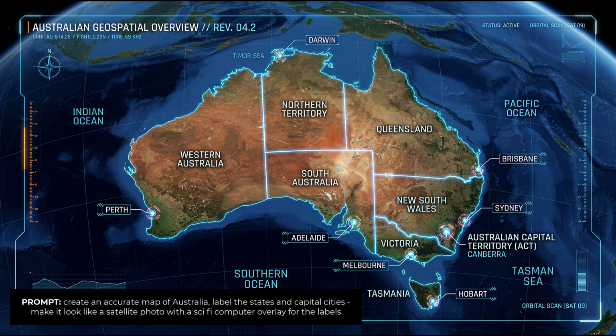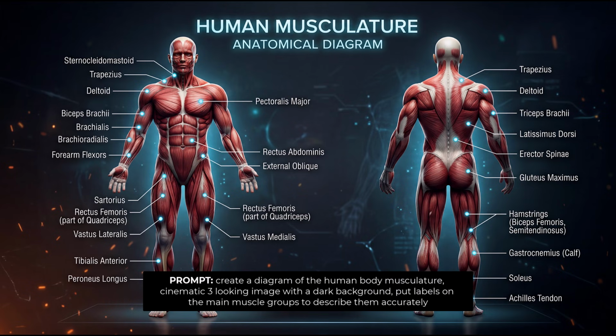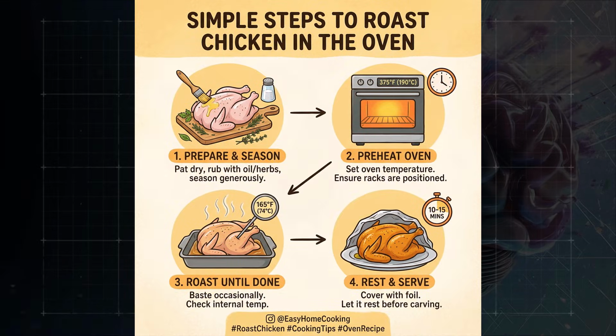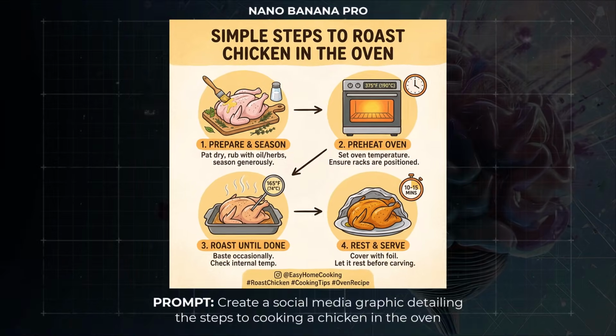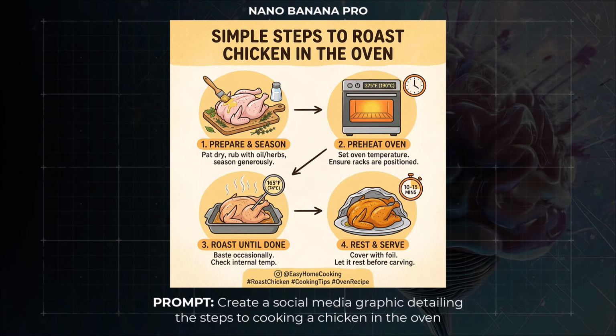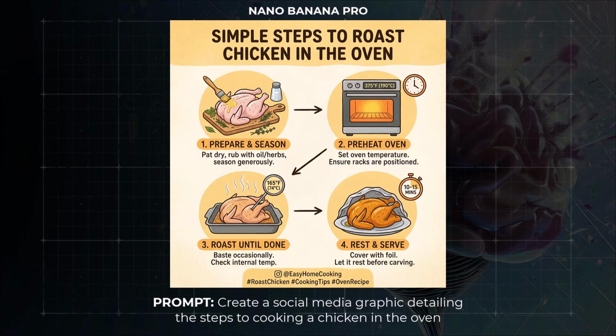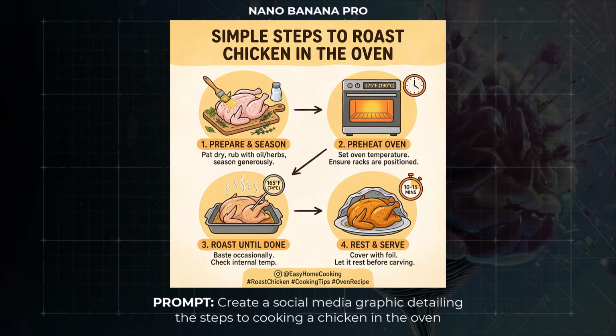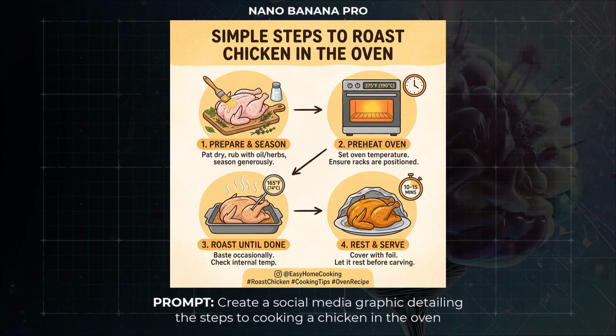But the fact they're able to combine an AI image model with a large language model to get that information in there really makes it a whole different level of AI. But how does it compare to previous versions? Now, I created this infographic with Nano Banana Pro. Just create a social media graphic detailing the steps to cooking a chicken in the oven. It's very simple, and you can see from the diagrams that it looks like a pretty decent infographic.